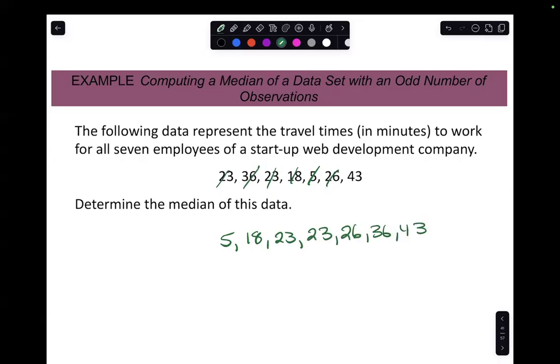See, with 7, it's not so terrible. With larger data sets, it becomes a problem. Right. So I have 7 data values here. Therefore, my center value is going to be the fourth one. It's going to be this one right here. This is the center of my data. So I have 3 above it and 3 below it. So this is the median.